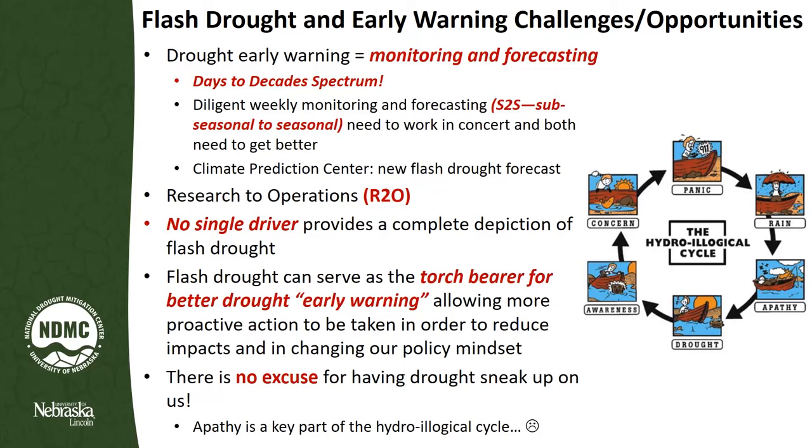And it's my hope that we can begin to change the paradigm, and that flash drought can be the torchbearer for better drought early warning, in order to have policymakers who generally have a short time horizon. Maybe they're only going to be in that position for a couple years. And unless you're in a multi-year drought or a multi-seasonal drought, it's probably not going to capture their attention. Understanding that droughts, like all the other hazards, can be very rapid onset, however, may change that mindset. Because at the end of the day, we just can't have apathy as an excuse for having drought sneak up on us. And having heard that repeated the last 25 years, I think we can do better.